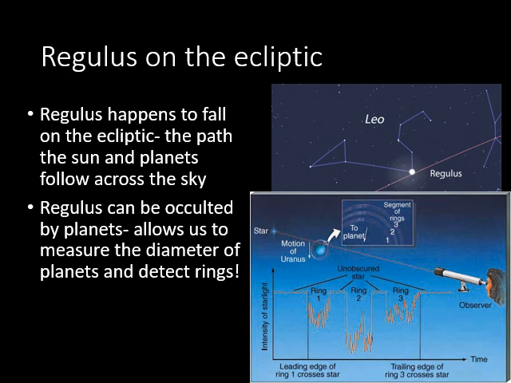So just kind of neat that the stars, especially the bright ones that happen to fall on the ecliptic, allow us to do some neat measurements with planets in our solar system without us actually having to go to the planets and make these types of direct measurements. And we do use Regulus whenever it gets occulted to make these kind of measurements.